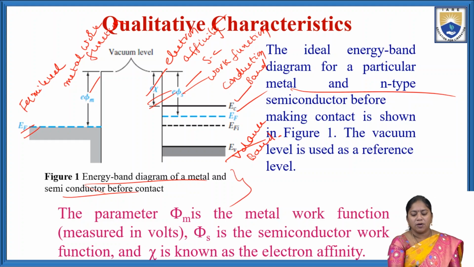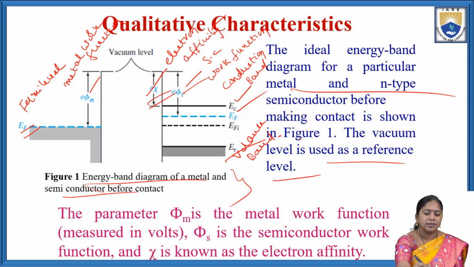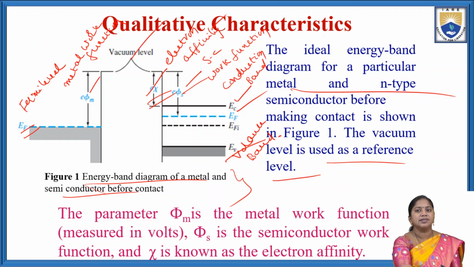The vacuum level is used as the reference. This is the vacuum level, taken as the reference level. φm is the metal work function, φs is the semiconductor work function, and χ is the electron affinity.